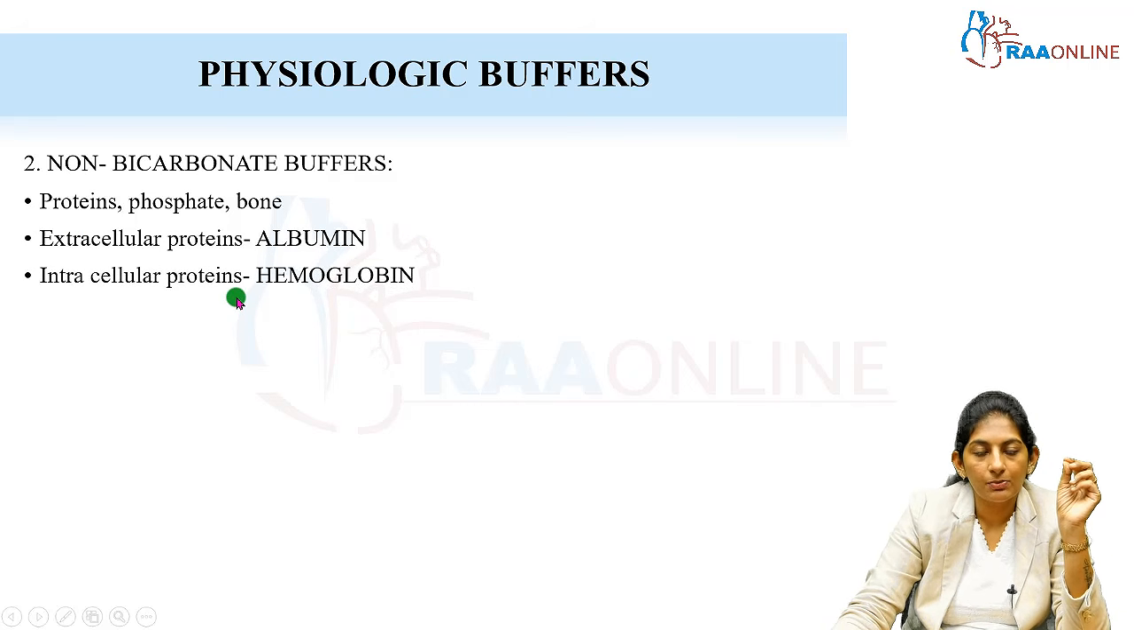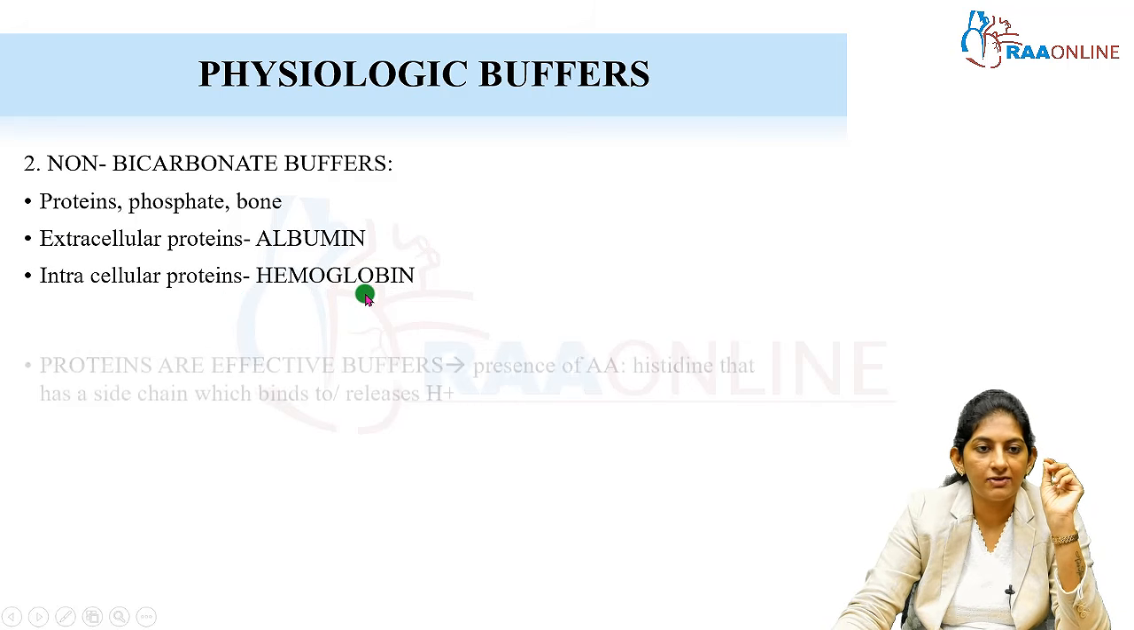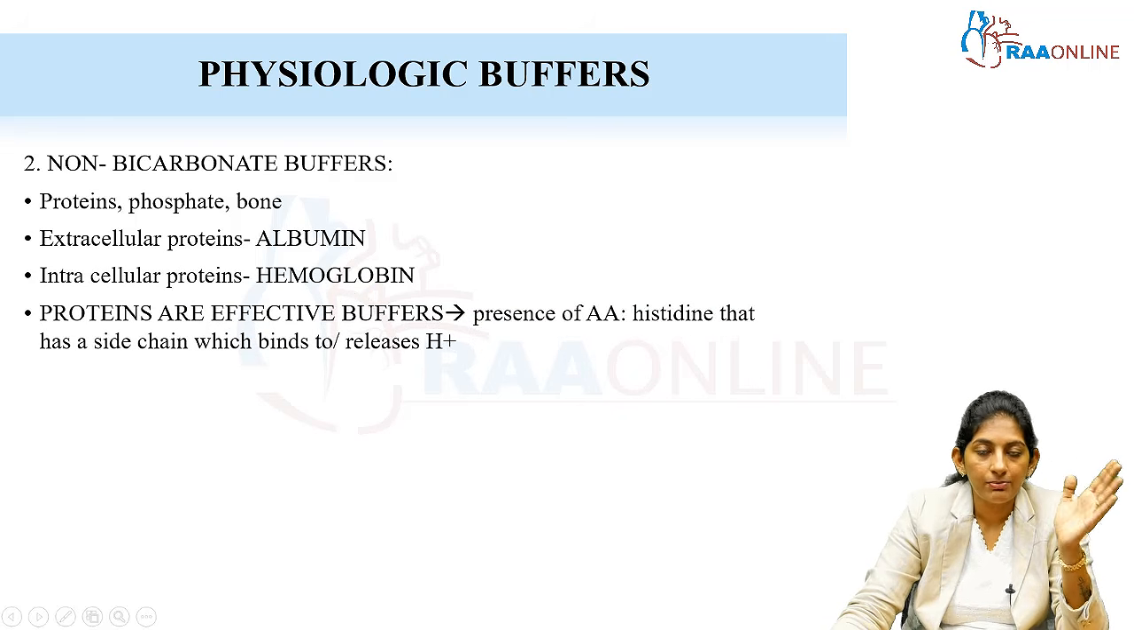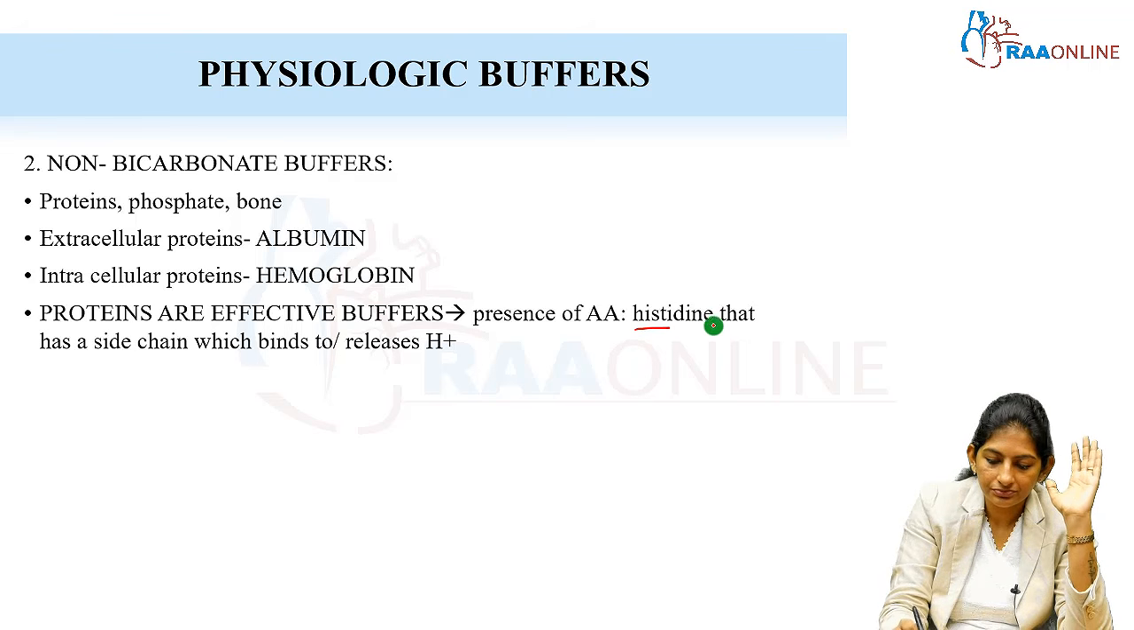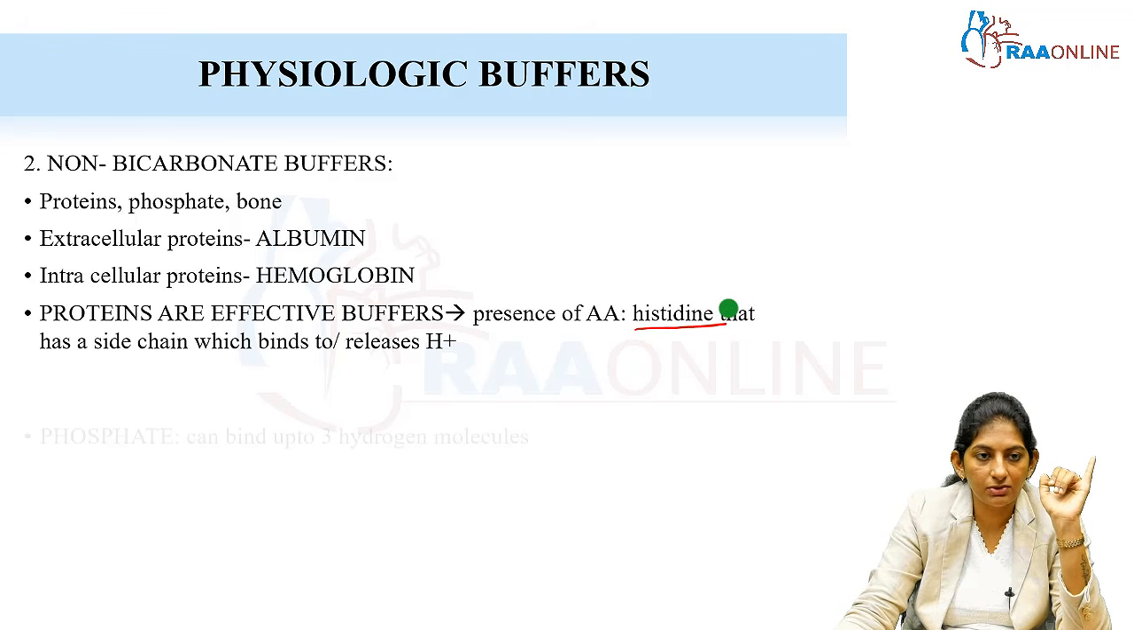Among the intracellular proteins, hemoglobin is one of the effective buffers. Why are proteins effective buffers? Because of the presence of the amino acid histidine. This histidine has a side chain that will either bind to H plus or release H plus and act as a buffer. So proteins are effective buffers.